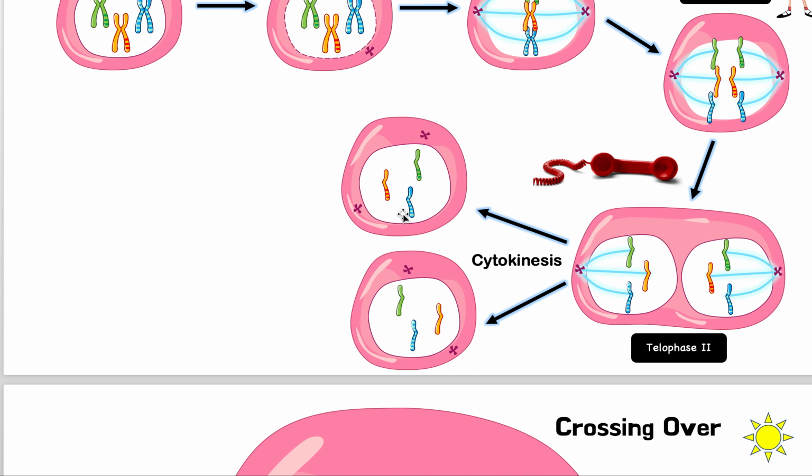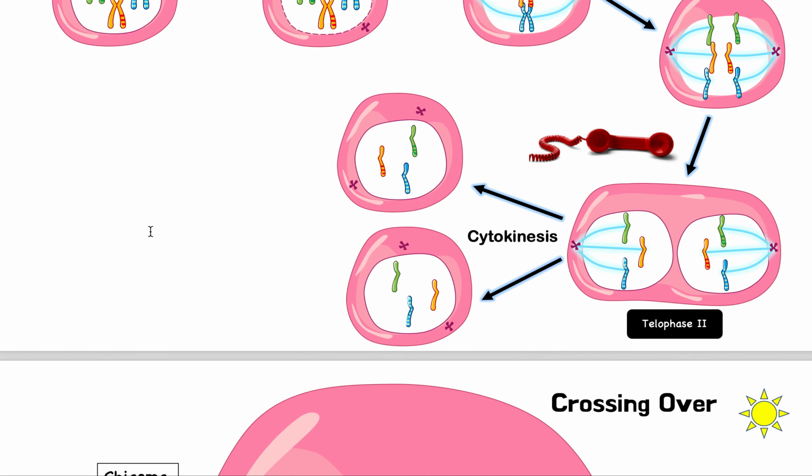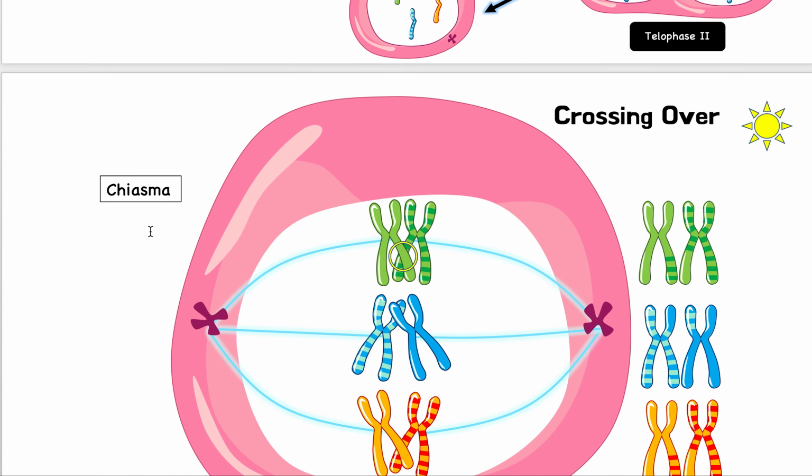That's why you and your sibling look so different. That's why if your parents have 1,000,000 kids, they will all look slightly different because of crossing over and independent assortment, making the sperm and the egg cells unique, making the kid that will be produced unique.